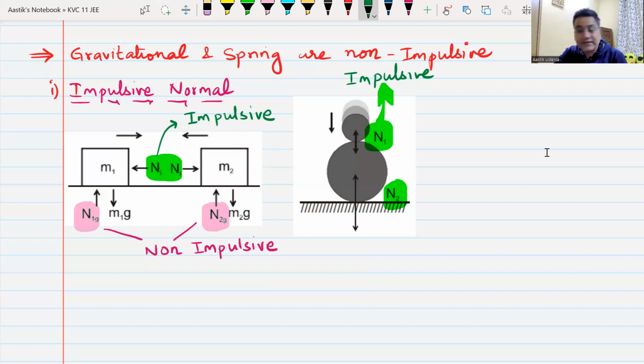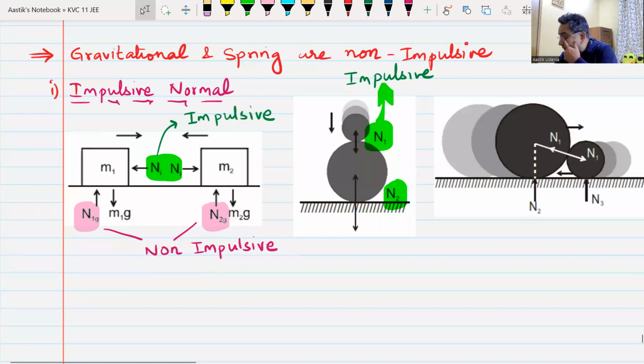We come to case number 3. Here also you see three normal reactions, N1, N2 and N3. Which normal reaction do you think is impulsive, and which is non-impulsive? Two balls, not billiard balls because they are not of the same size.